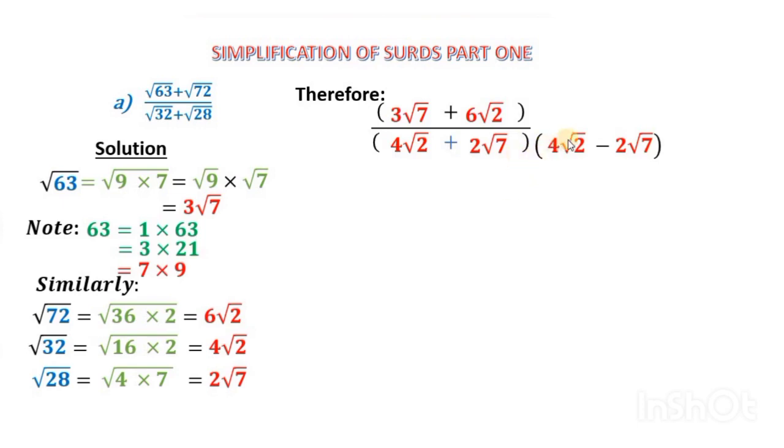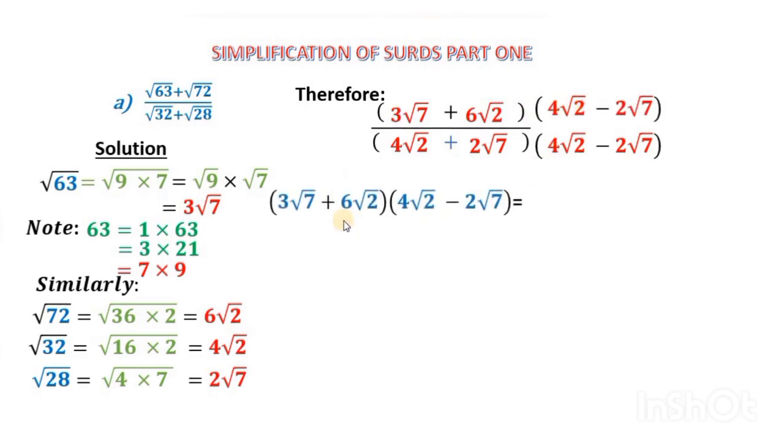Now because we've multiplied the denominator by the factor here, 4 root 2 minus 2 root 7, the numerator must also be multiplied by the same factor. And therefore, the next step, we are going to expand the numerator. This is what we have on the numerator. Now, in order to expand, that is to remove the brackets, we'll begin by multiplying 3 root 7 by every term in the second bracket, and repeat the same procedure for 6 root 2.